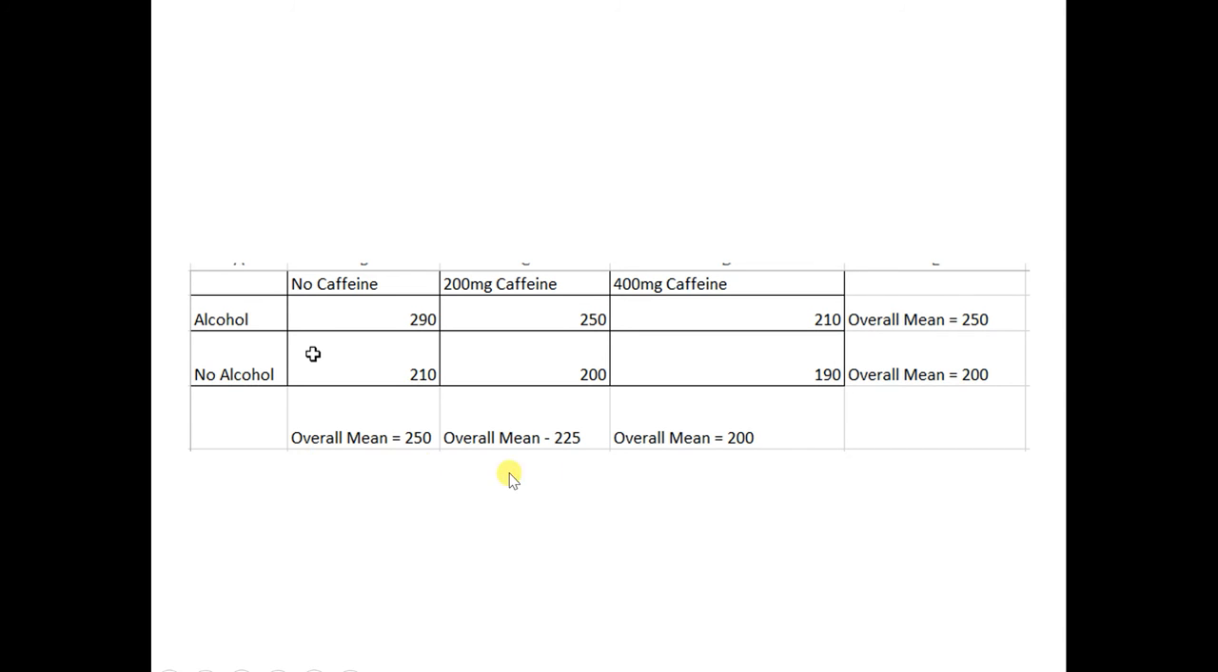Regardless of alcohol, caffeine speeds you up. But what do they do in combination?